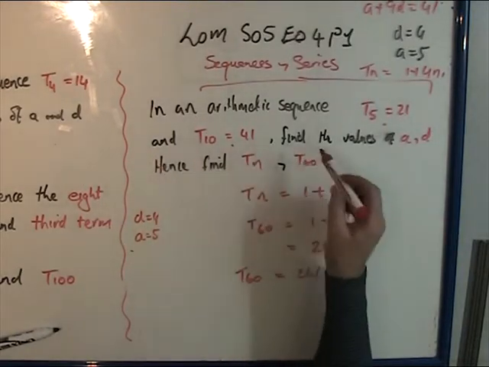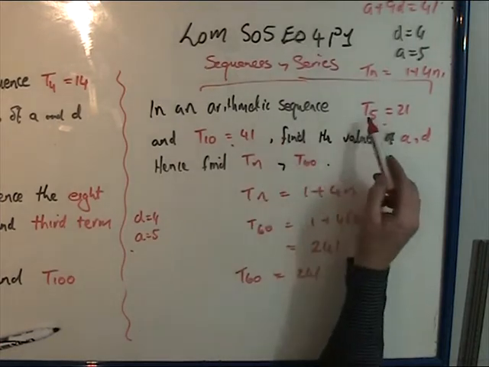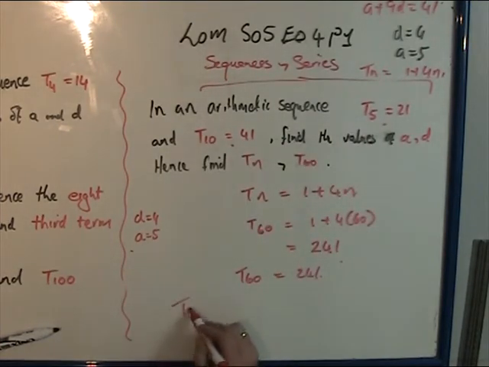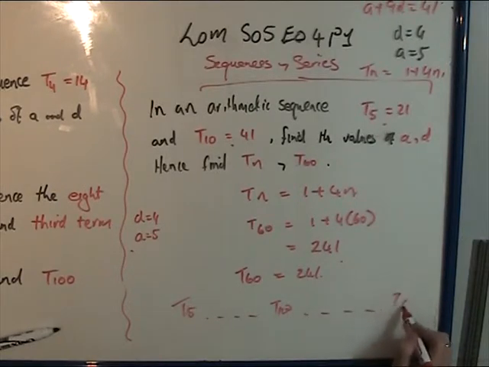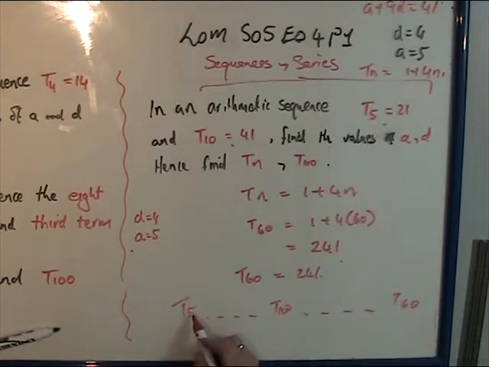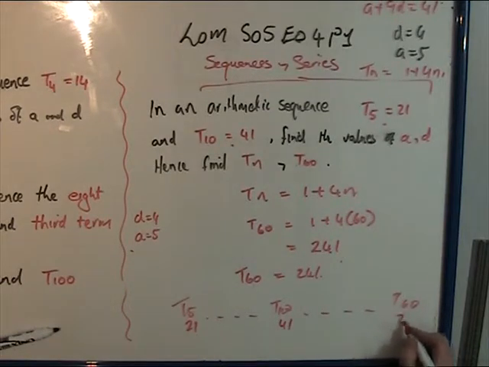So if you go along this line, you will see, you're running along, so you got T5 here somewhere along, you got T10 here, and then all the way up here you got T60, the numbers. Okay, so the number for T5, which was 21, and the number for T10, which is 41, and the number for T60, which is 241.